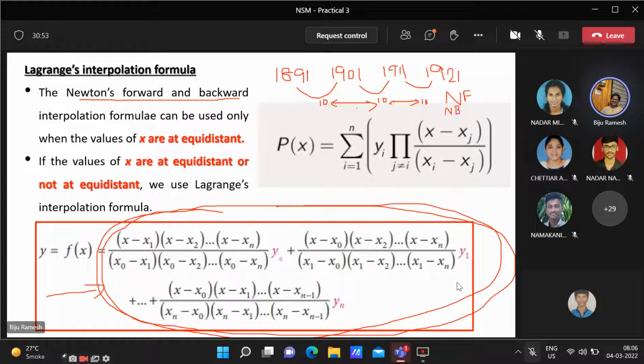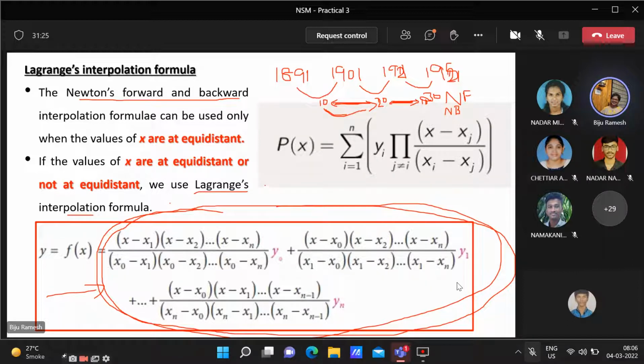Now, if the distance between the two values are not equidistant, that means that when you find the difference, if here it is 10 and suppose here it is 21, then the difference is 20, and here it is say 51, then the difference is 30. So here the difference is different. So in such cases, you go for Lagrange's interpolation formula.